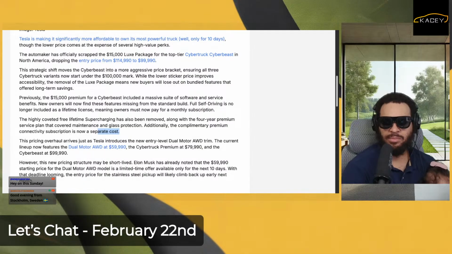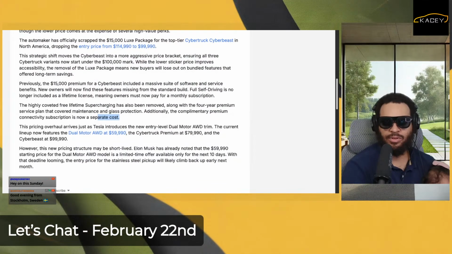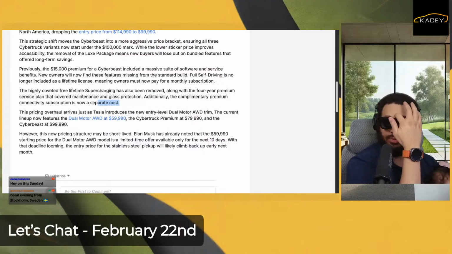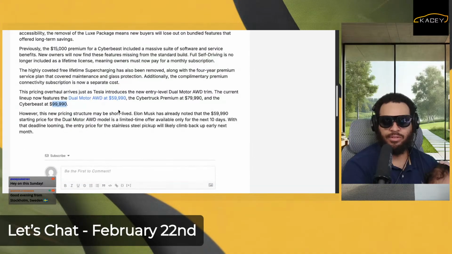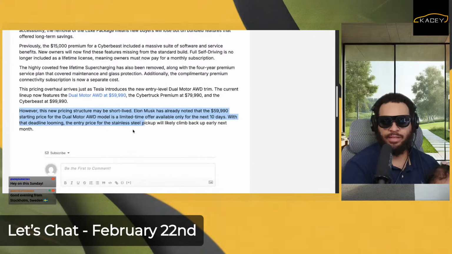Everything doesn't need to be a subscription. The pricing overhaul arrives just as Tesla introduces the new entry-level dual motor all-wheel drive trim. The current lineup now includes the dual motor all-wheel drive for the next week at $59,990, the premium at $79,990, and the Beast at $99,990. It's also been like $129. This pricing structure may be short-lived, as Musk has already noted that the $59,990 is a limited time. With the deadline looming, the entry price for the stainless steel pickup will likely climb back up early next month.